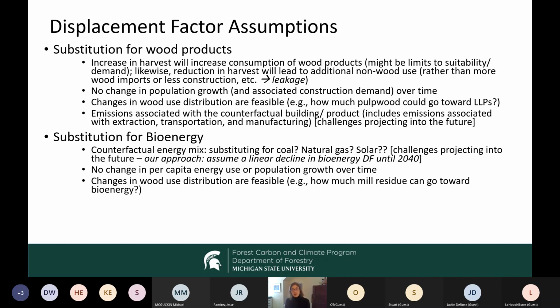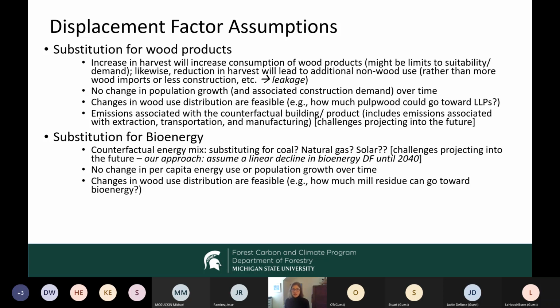And then emissions associated with the counterfactual building product. So the counterfactual building product being the concrete and steel product, you assume that their extraction, transportation, and manufacturing emissions are not changing over time. This is generally what's assumed, and we know that there are advancements happening in those sectors, and so that is also probably not a fair assumption to make. So substitution for bioenergy is another place we see substitution. Assumptions here that are questionable are counterfactual energy mix.